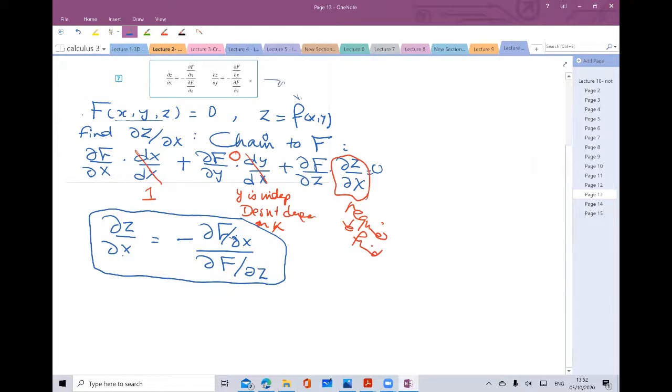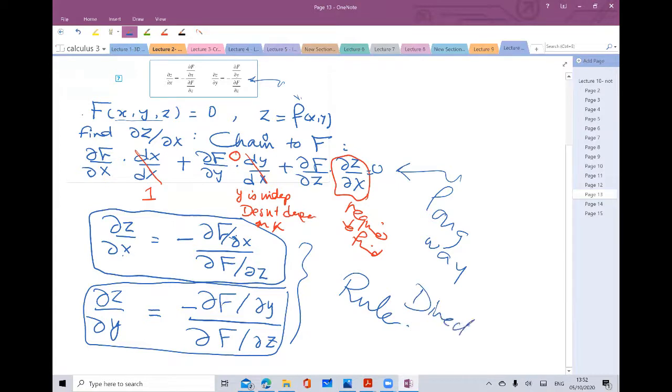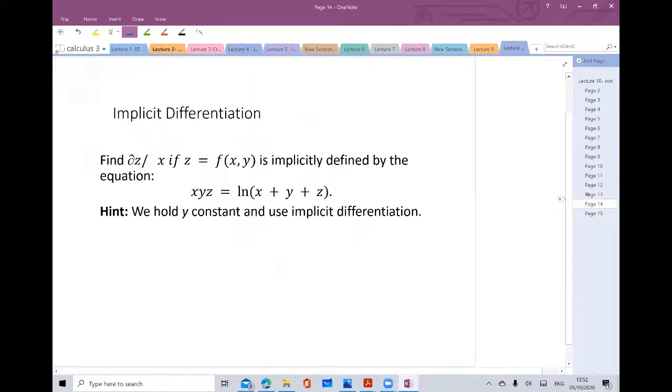Similarly, I could find a similar formula for partial z partial y. This time I have in the numerator partial f partial y, similarly over partial f partial z. If it's defined implicitly, you could either go the long way, or you could go using this rule, which is the direct way. Definitely we need to do the direct way.